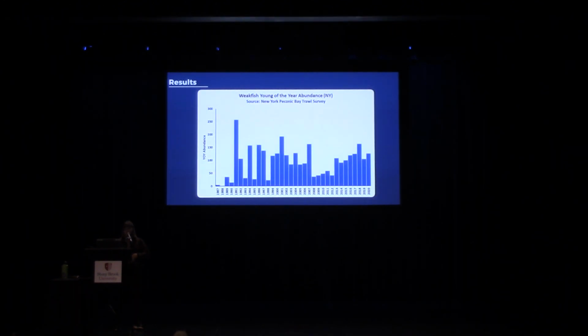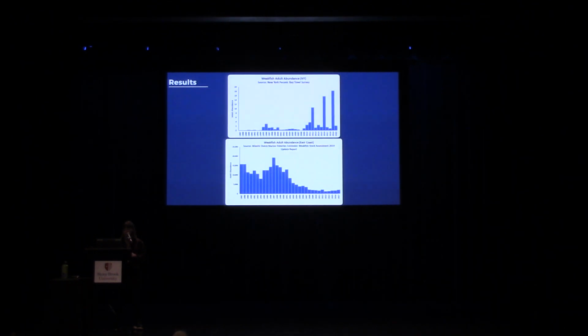So this is the young of the year abundance that we took out from the data set within the Peconics. So you can see that it has been increasing in recent years, but it's also a lot lower than what it was in the earliest bit of the survey. It's kind of up and down throughout the data set.